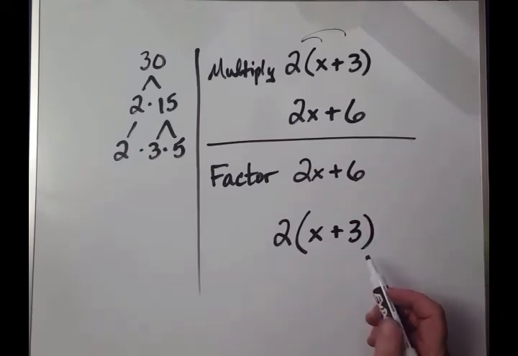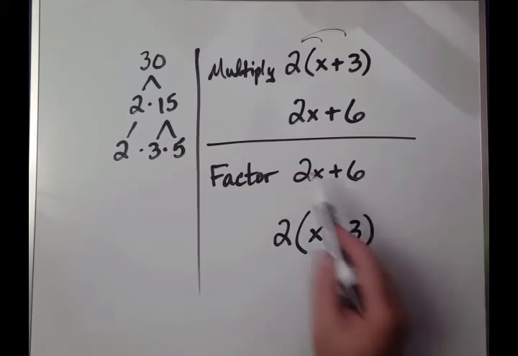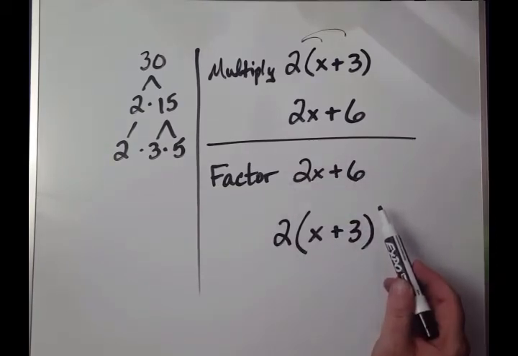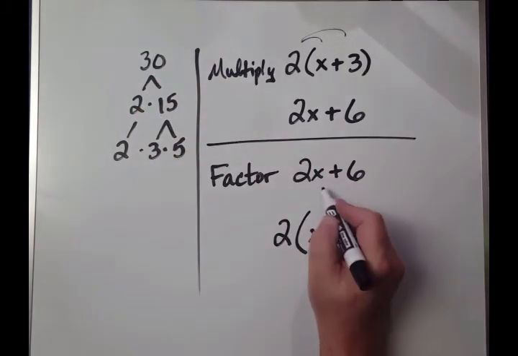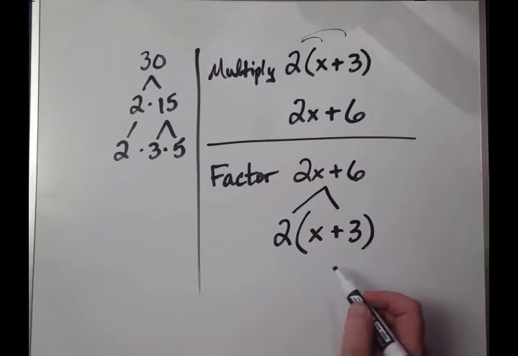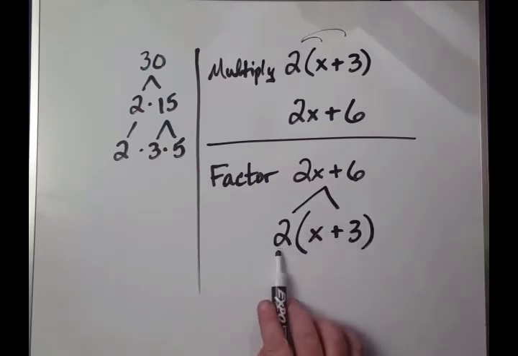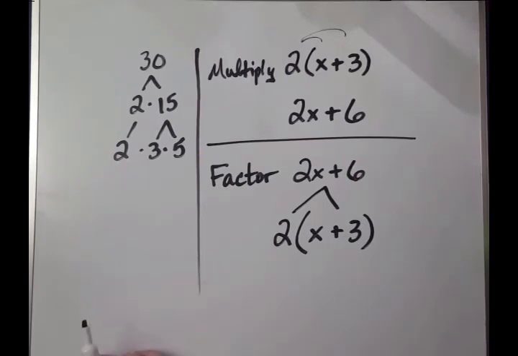Factoring is easy to check. Distribute that 2 back in. Does it return you to the original factoring problem? And so, just like we factored our 30, we've now factored this binomial back into the original monomial and binomial that created it. That's factoring, at least one example of it.